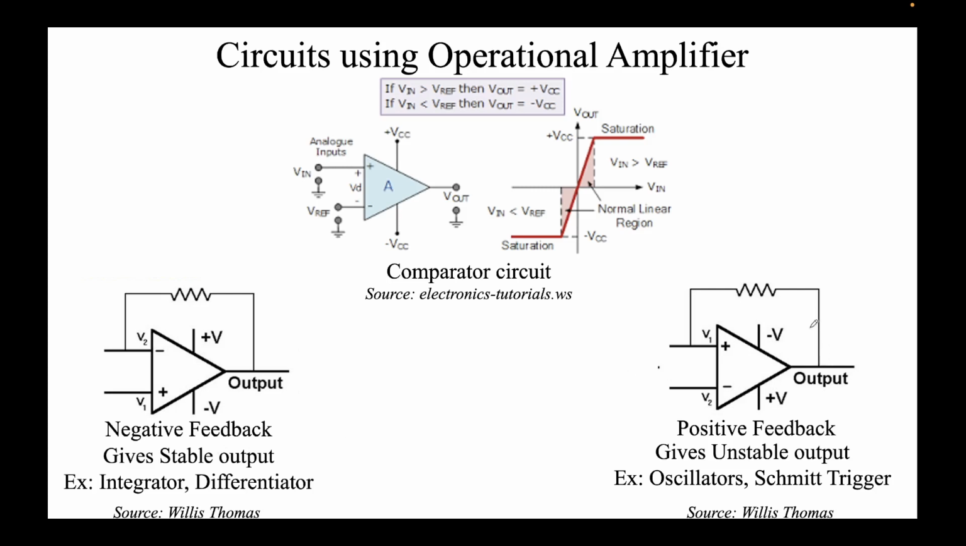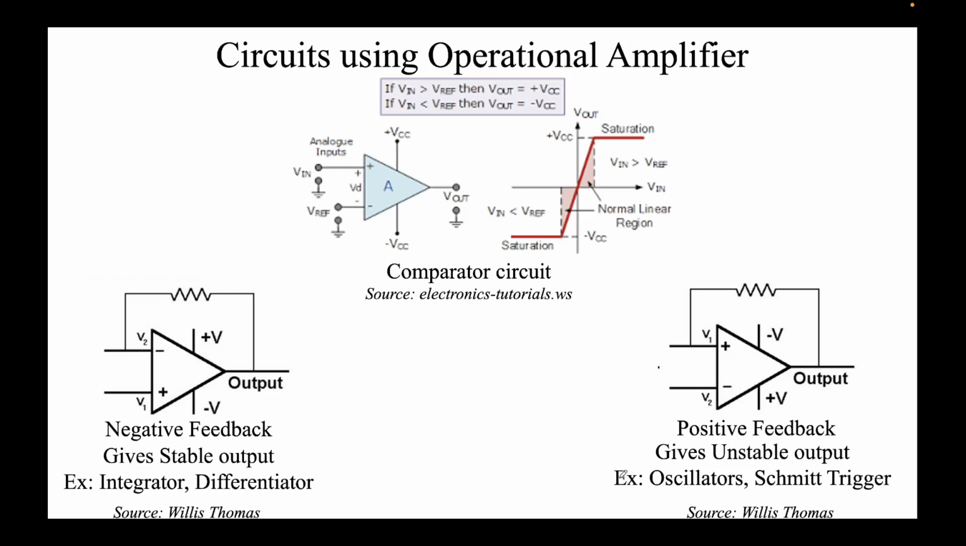However, if the output is being fed to the non-inverting terminal, this is positive feedback. It gives unstable outputs, which means it will quickly jump between Vsat and minus Vsat. It will not operate here. So this is unstable, but it's not useless. We can use it to create waveforms, sinusoidal waveforms, square waveforms, and so on. This is a very good application of an operational amplifier. Not just a stable output when you want amplification, but we can also get sinusoidal outputs or sawtooth outputs and so on.